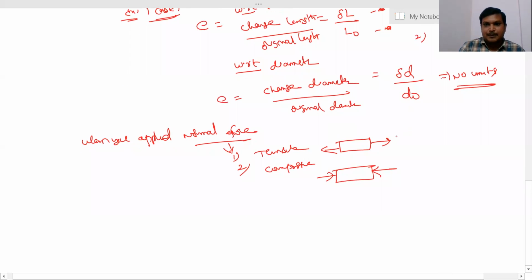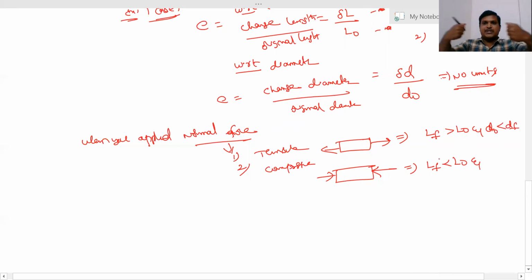So when the tensile force is applied, the final length is greater than the original length. When the compressive force is applied, what happened? The final length will be less than the original length. And what about the diameter? The original diameter is less than the final diameter in tension, and when you apply pushing, compression means the diameter decreases. The final diameter is less than the original diameter.